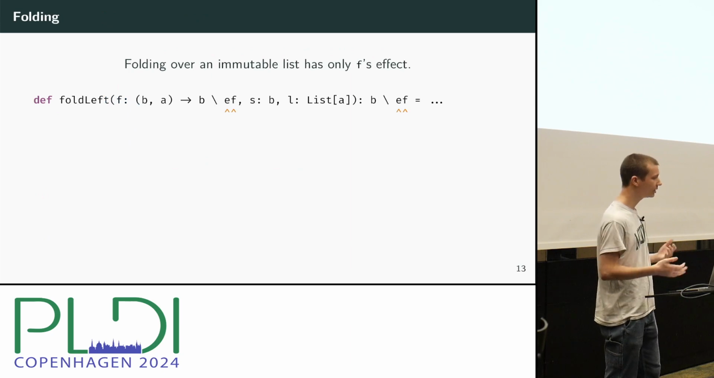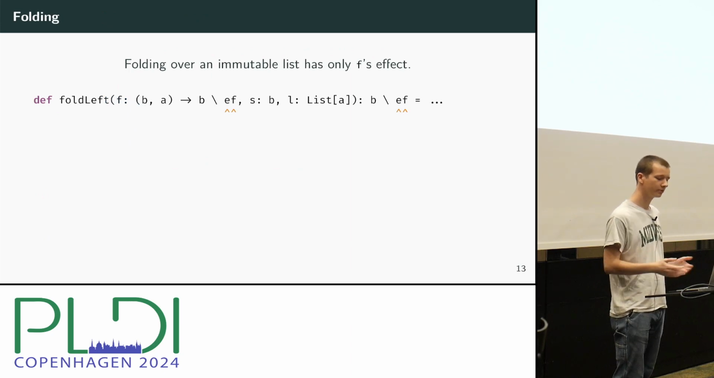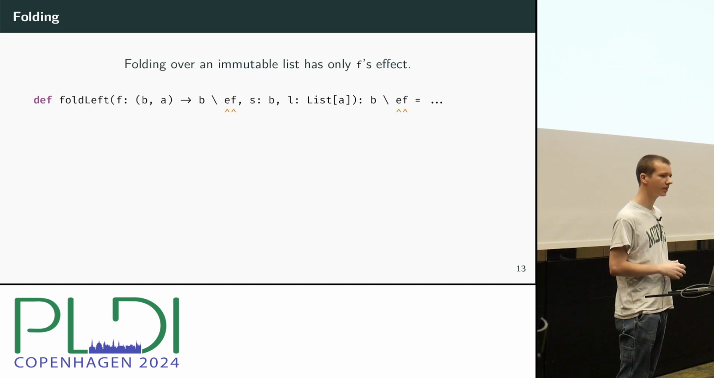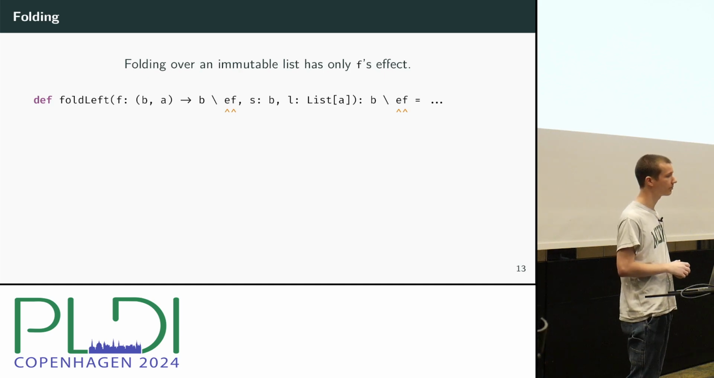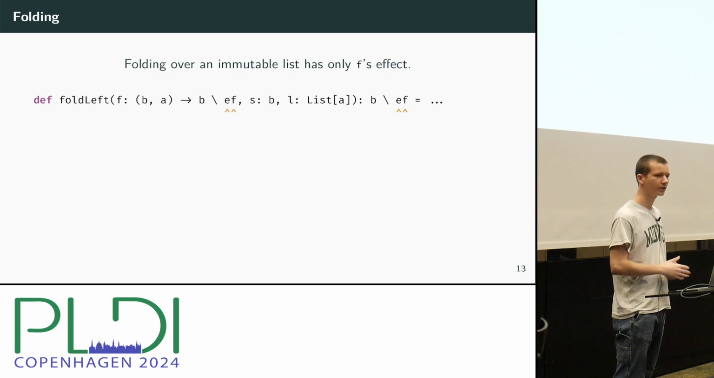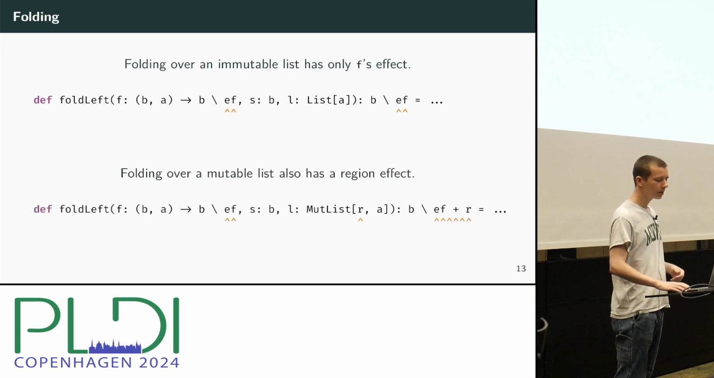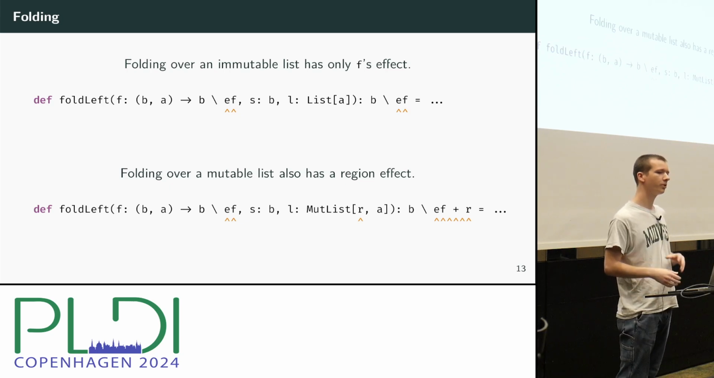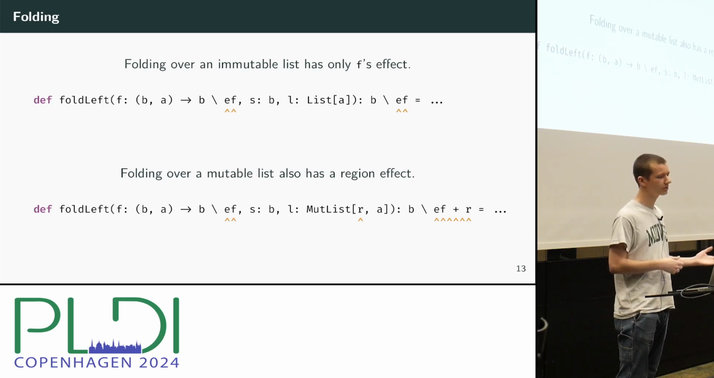Now, if we want to manipulate this data, for example, by folding over it, well, folding over the immutable list is fine. We just have a similar signature to what we had with map at the beginning, where we're polymorphic in the effect EF. But when we fold over a mutable list, we actually have this union of effects, because we're both observing the list and executing the effect of F.